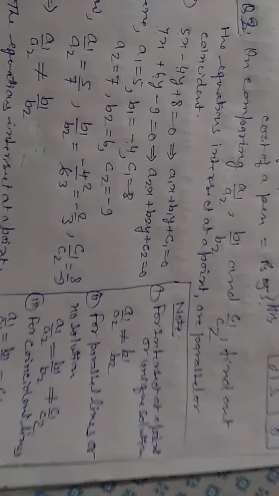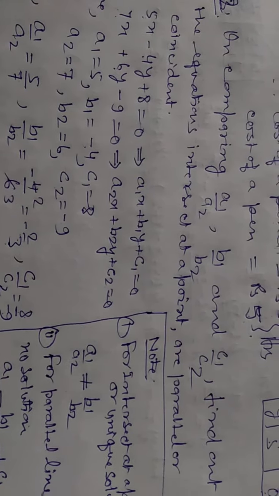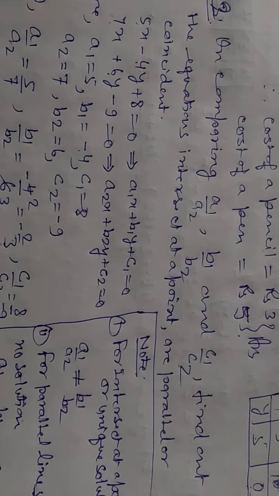Number 2, if A1 by A2 equal to B1 by B2 is not equal to C1 by C2, meaning this number and this number are the same and this number is different, that means A1 by A2 equal to B1 by B2 not equal to C1 by C2, then you will say the lines are parallel. And if all these 3 are equal, like this, then you will say the lines are coincident. Now you will solve the remaining questions of question 2 with this. Thank you.